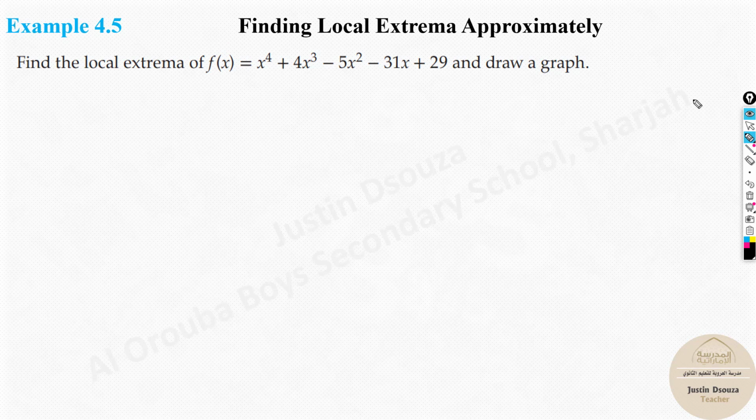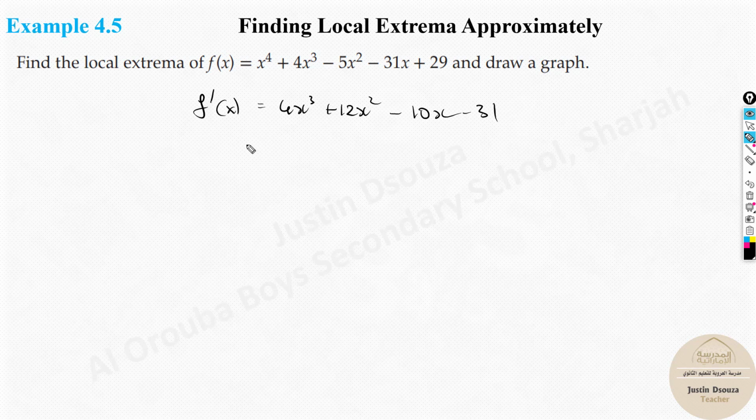Take some time, take your paper, and derive this, equate it to 0, find the x values, do the positive, negative, increasing, decreasing graph, and then try to graph it by yourselves. I hope you have tried it and solved it properly as well. Now, anyways, let's see how to do it. Derive this. It'll be 4x cubed plus 3 times 4 is 12x squared minus 10x minus 31.